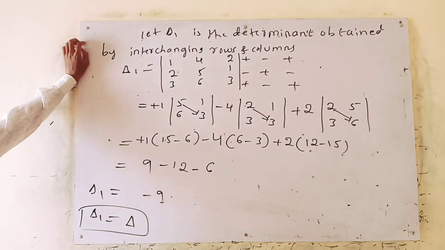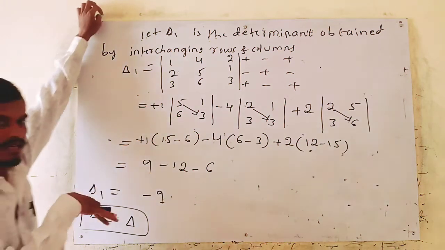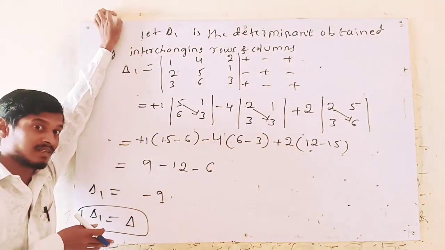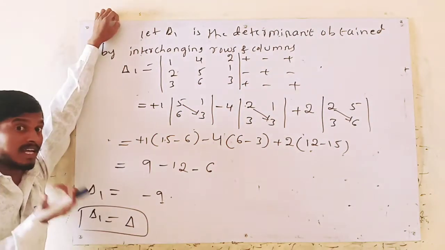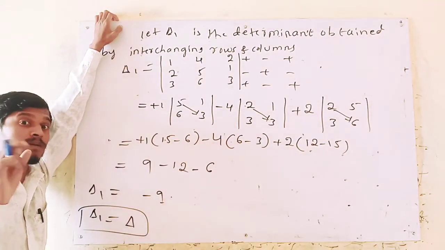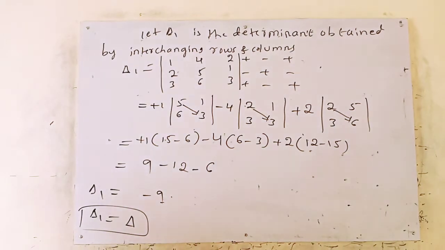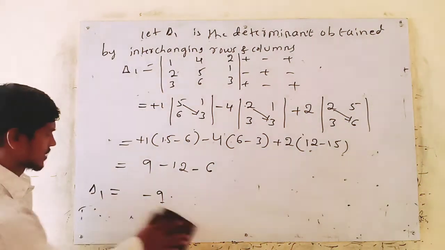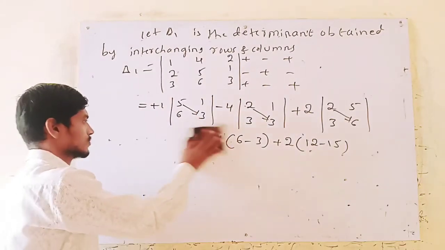So if you interchange rows and columns, the answer again remains the same. We have to learn all this. So next, these will help in your problems. See here, it is your property number 1. So next I will go through property number 2.